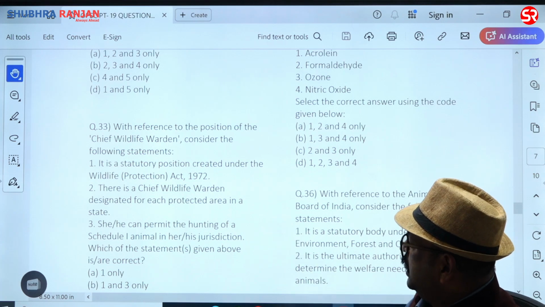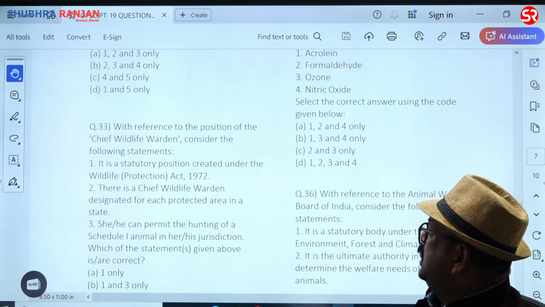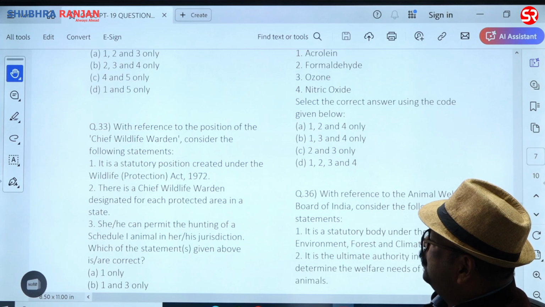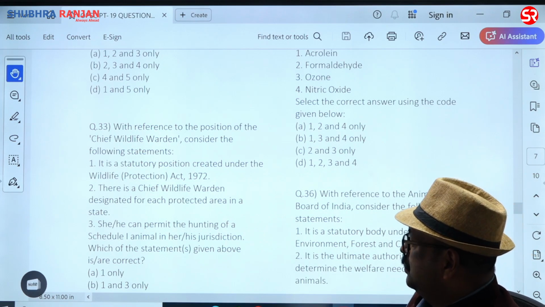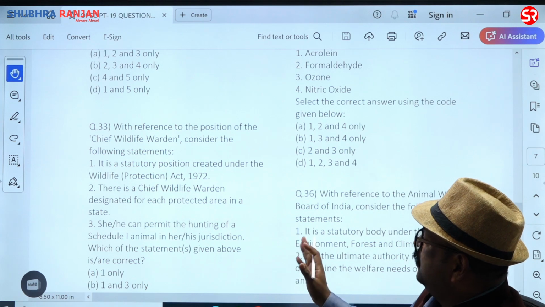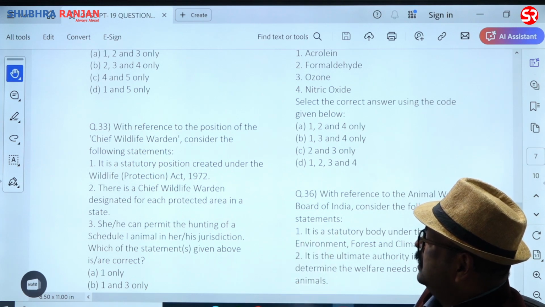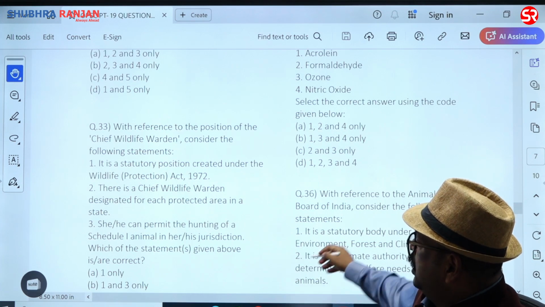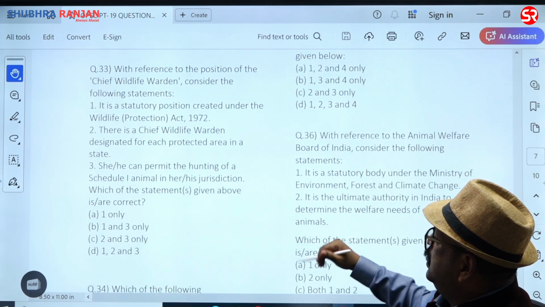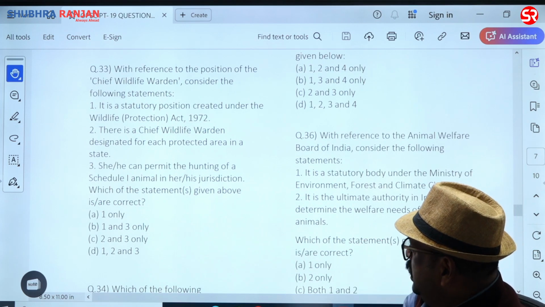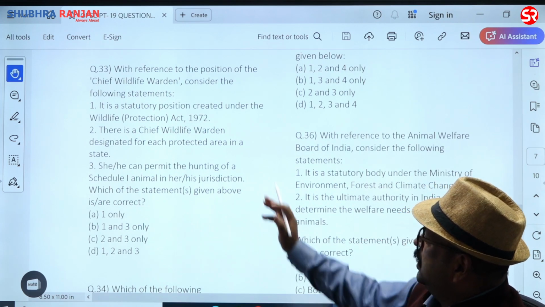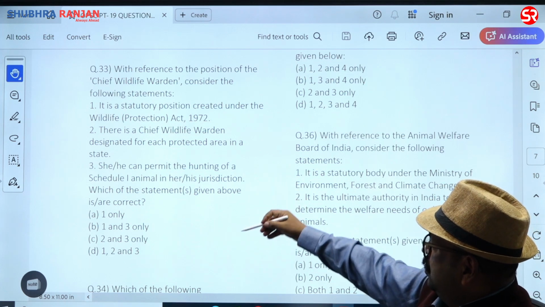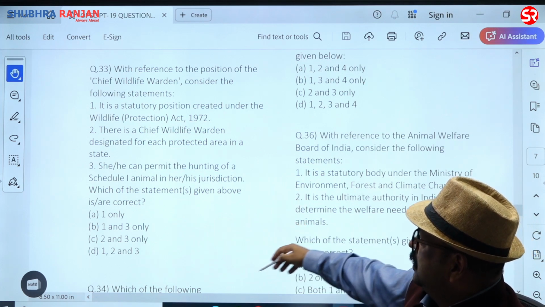1972, correct. There is a chief wildlife warden designated for each protected area in a state. That is not so. Each protected area does not have a chief warden; the chief wildlife warden is designated for the state, not each protected area. 2 is wrong. He can permit the hunting of a Schedule One animal in his jurisdiction. Which of the statements given are correct? 1 and 3 are correct and 2 is wrong. So the right answer is beta.